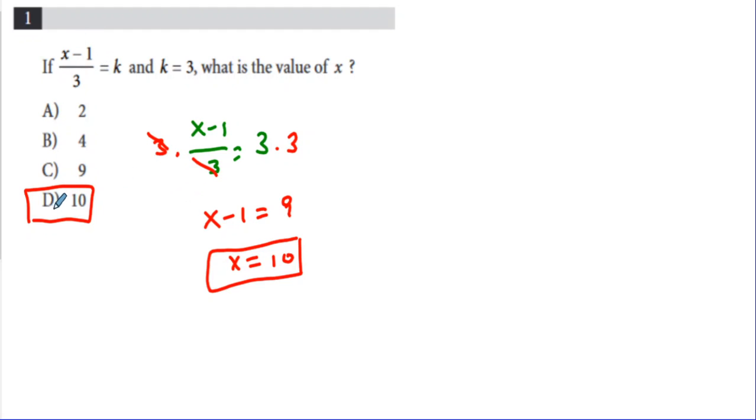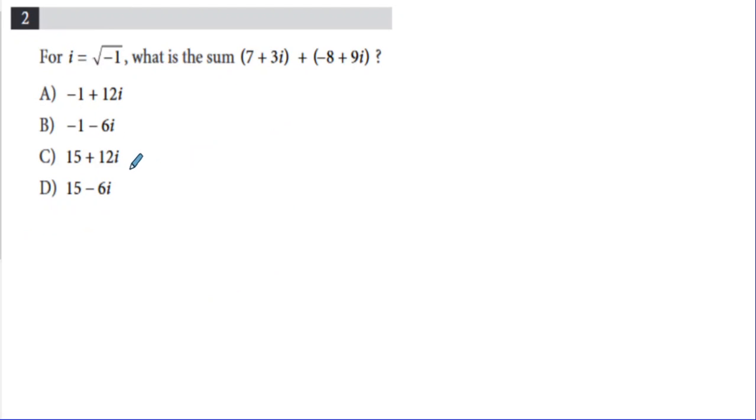If you weren't sure about this one, you could just plug in these numbers, right? Whenever they talk about what is the value or find the solution, and they're giving you a list of values, what that means is when you plug in that number, it should work, right? So if you notice, if I plug in 10 minus 1, that makes 9, over 3, that is equal to 3, and that is what k is, right? So if you're not sure how to do these algebra steps, you can plug in the values and see which one does give you a k value, which is 3, okay?